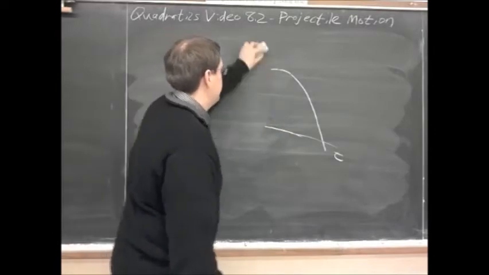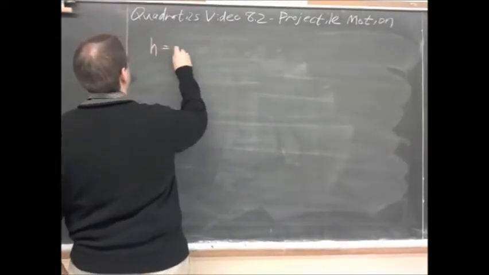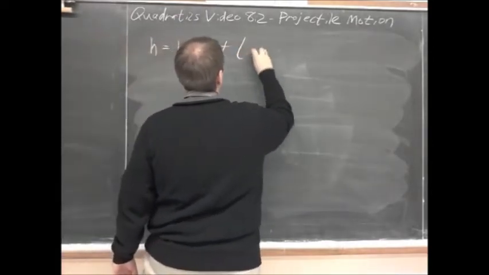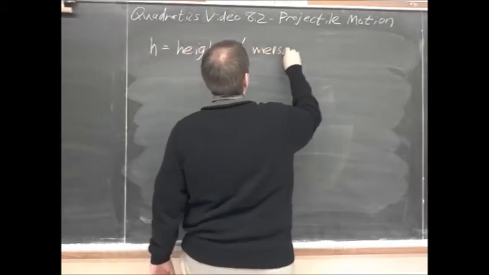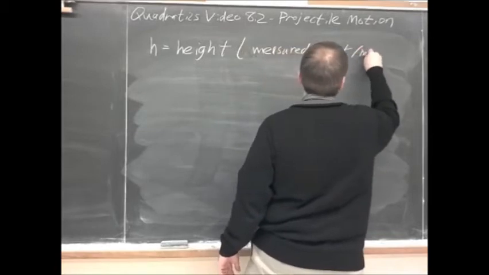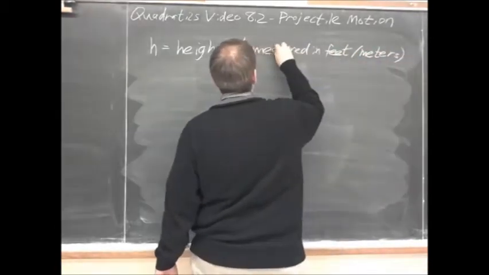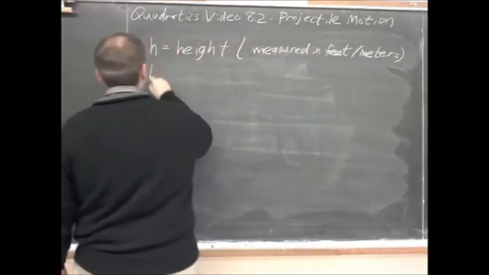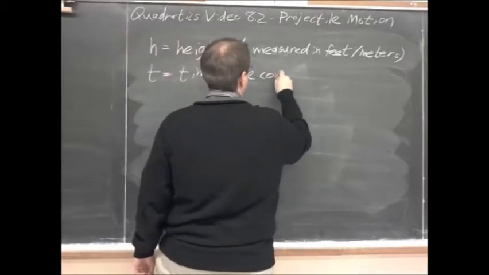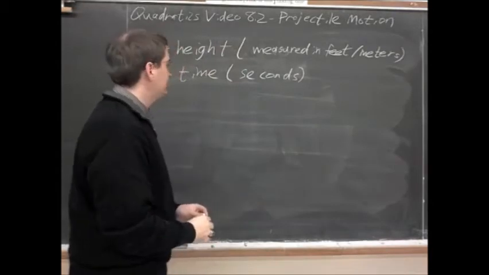We need an equation that can give us the height, usually measured in feet or meters, usually measured in one or the other of those, and t equals time. Seconds. Pretty much always seconds. We're not going to be talking about hours or minutes in this case.